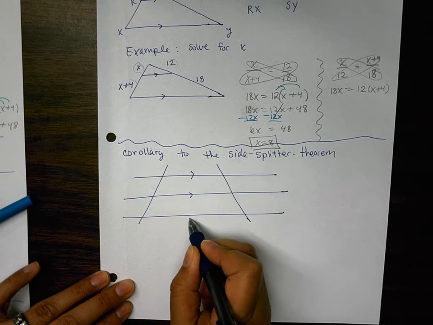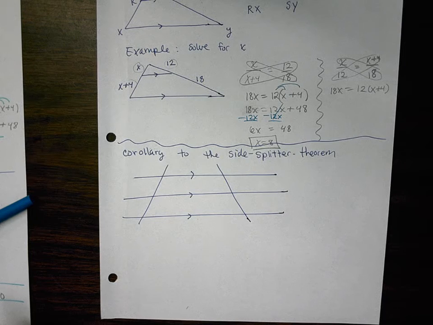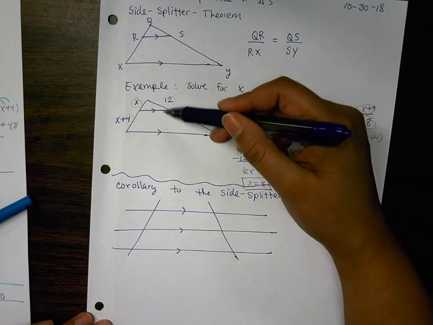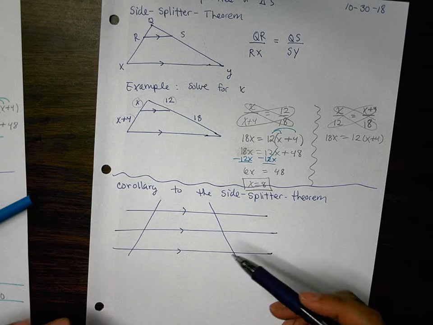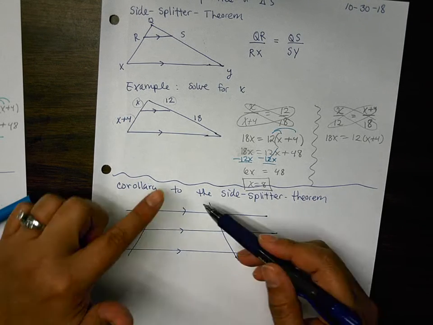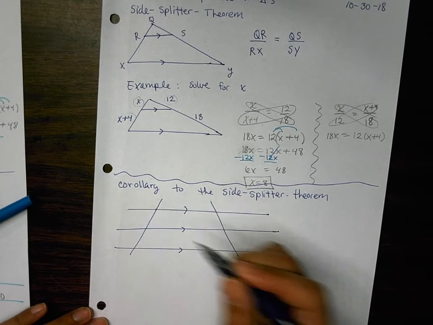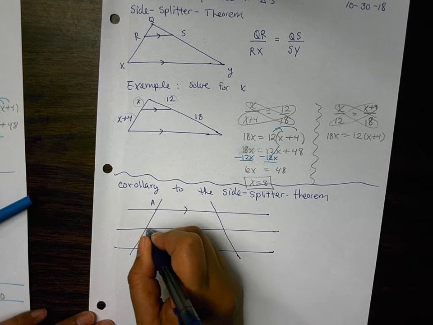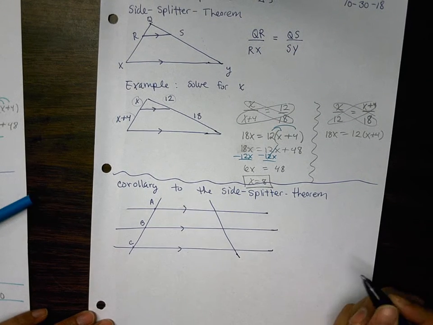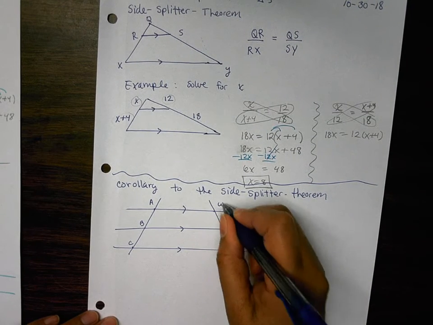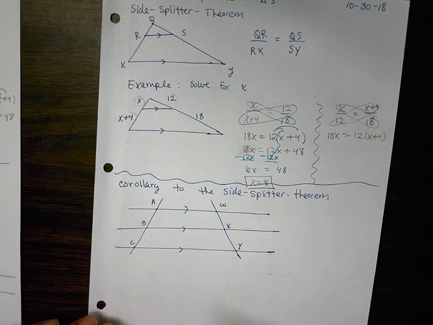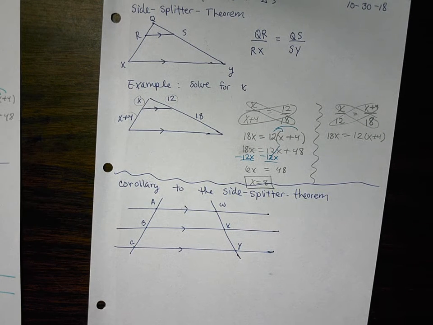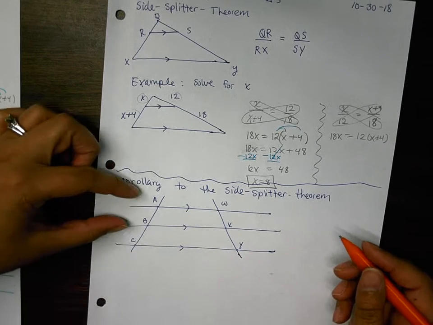Okay, so instead of two parallel lines like I had up here, I have three. Instead of a triangle, I just have two non-parallel lines. Tic-tac-toe. That's the word for it. This point of intersection is A. I'm going to call that one B, that one C. W, X, Y. Okay, there's no Z.